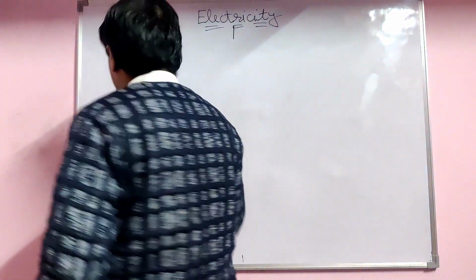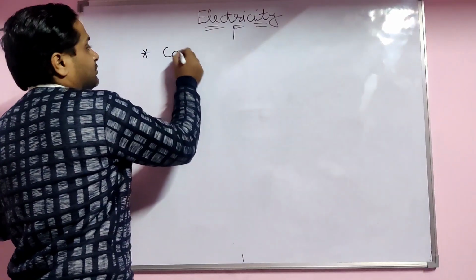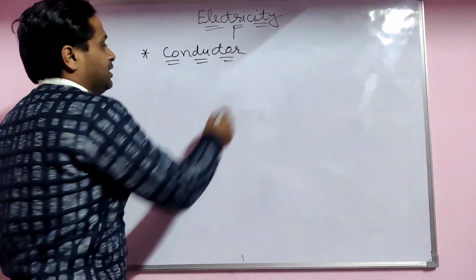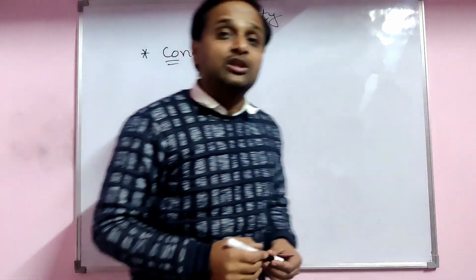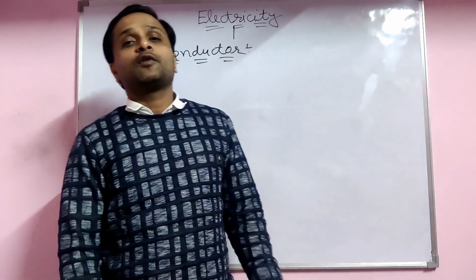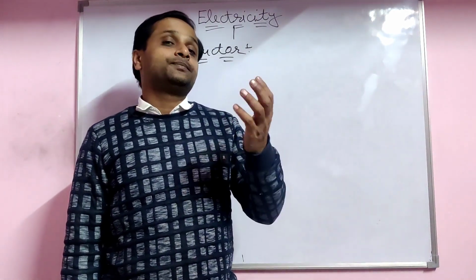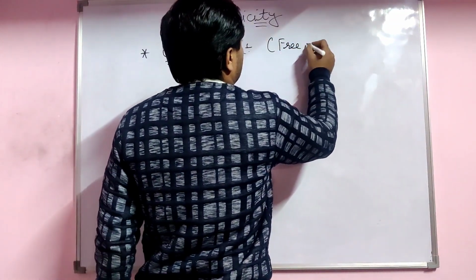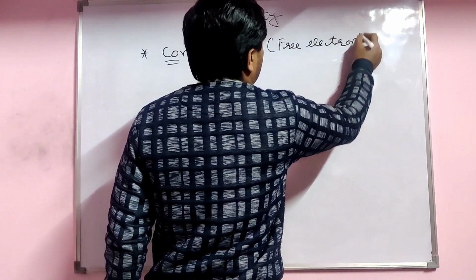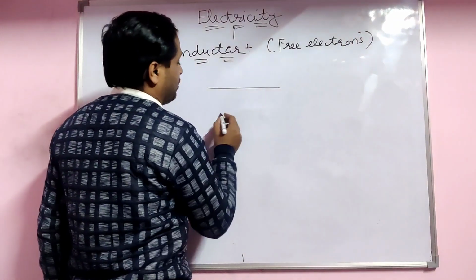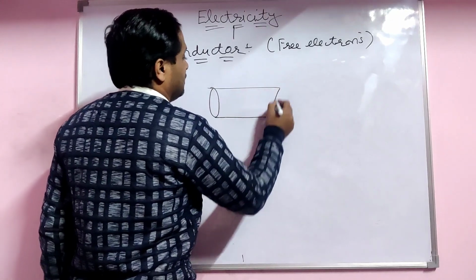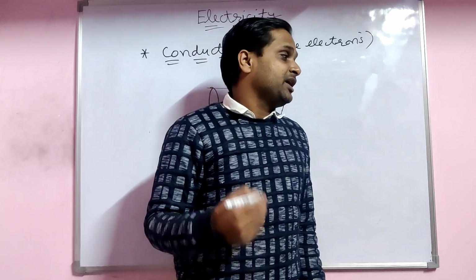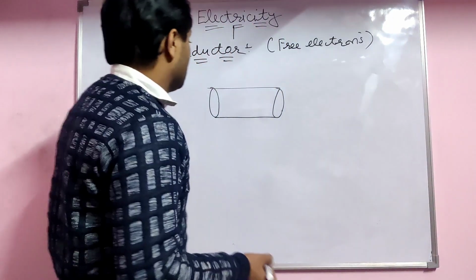Yes, first of all we have to see the conductor. A conductor is that which allows the flow of current. For example, a conductor is that which has free, loosely bound electrons. For example, this is a copper wire. Examples: copper, aluminium, all the metals, silver, which are good conductors, and impure water.